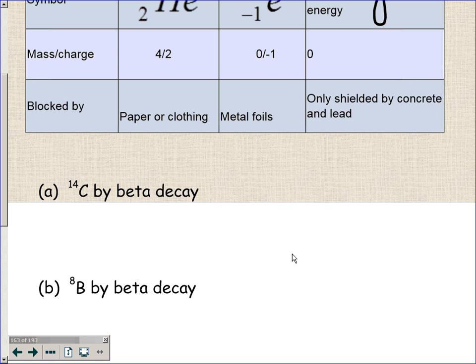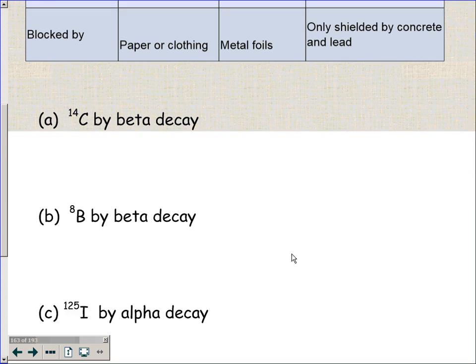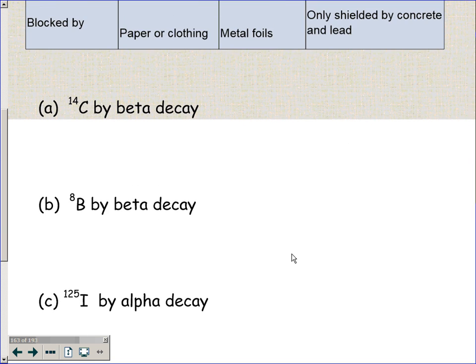Got it? So who has a mass of 4? And who has no mass? Gamma and beta. Who consists of 2 protons? Who consists of 2 neutrons? Alpha. Okay. Easy multiple choice questions to get right or wrong. But let's get them right, okay?